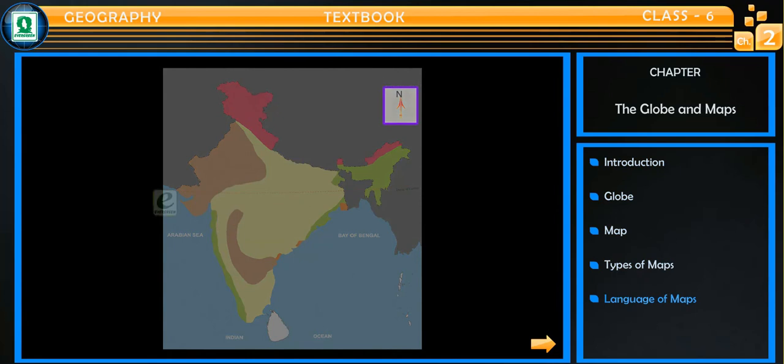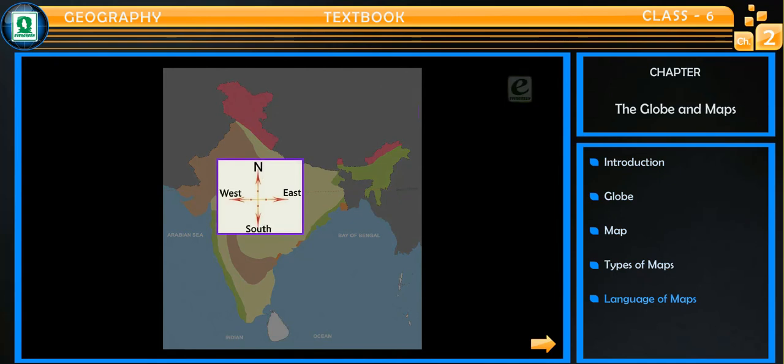The arrow is called the north line. With the direction of north given on the map upwards, the other 3 main directions, the east, the west, and the south, can be easily found.